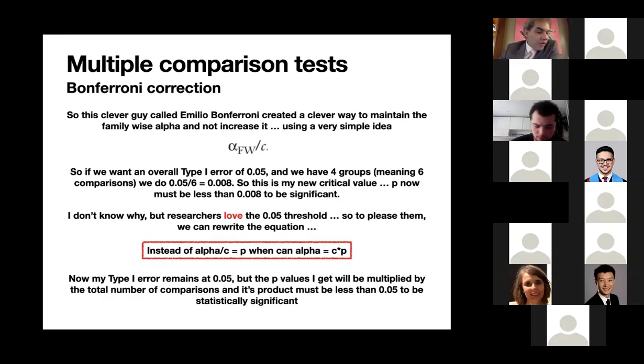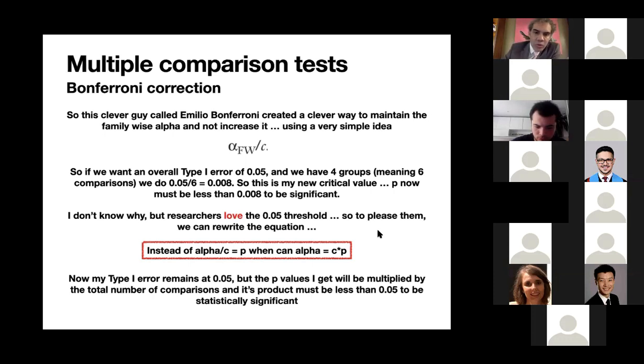So this guy Bonferroni was very intelligent, and what he did to maintain the alpha error at 0.05, when you have multiple comparisons, he just divided the alpha 0.05 by the number of comparisons, 6. So he gets 0.008. Okay, so this is your new alpha. So to be significant, your p-value must be less than 0.008. This is all that Bonferroni did.